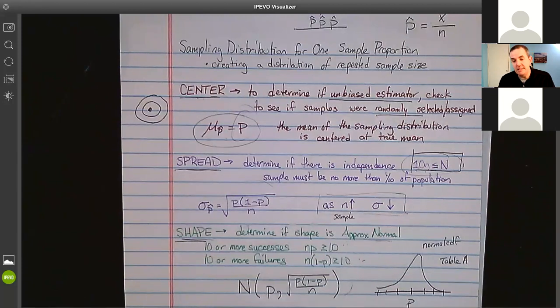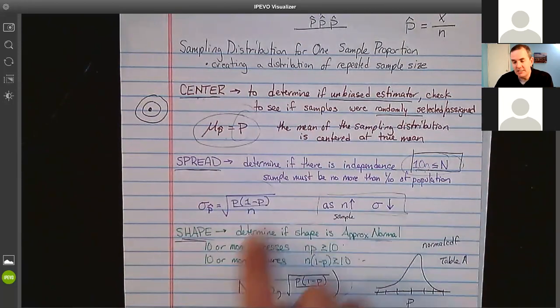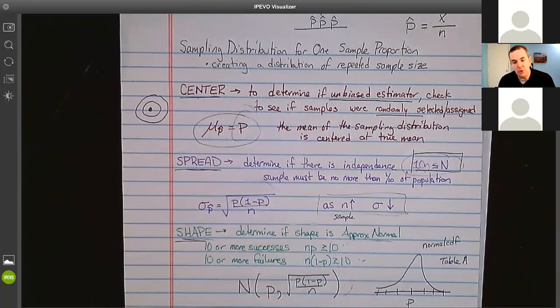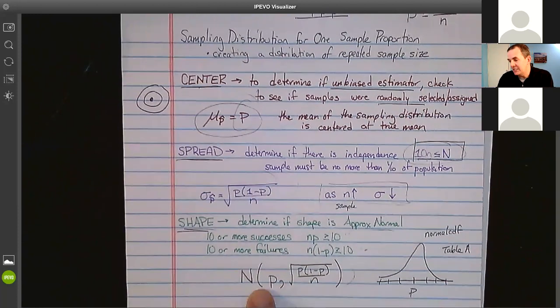So instead of just doing this whole process once, I'm going to do this whole process twice. I'm going to check random for sample 1, independent for sample 1, and normal for sample 1. I'm going to check random for sample 2, independent for sample 2, normal for sample 2. And if I hit all those conditions, I now have 2 distributions where I've confirmed everything, and now I can actually do something like this normal down at the bottom.